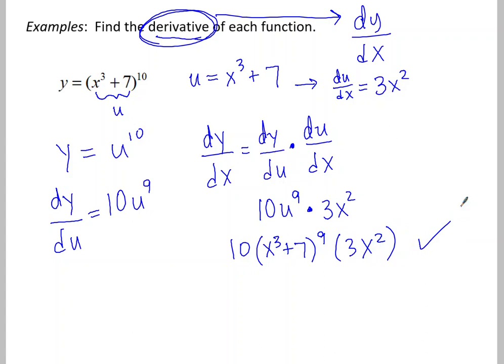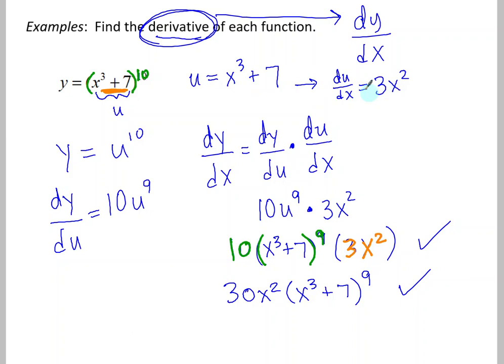This is an acceptable answer, but we can clean it up a bit. 3 can multiply to 10 to make 30. I can bring the x squared in the front: 30x squared times the quantity x cubed plus 7 to the ninth. Also an acceptable answer. Now notice if we're thinking of this like an M&M, the outside of the function is the power function where we have stuff to the 10th. So our first part of taking the derivative is this outer part where we do 10 stuff to the ninth. Then we eat that chocolate inside, which is the derivative of that inside, 3x squared.